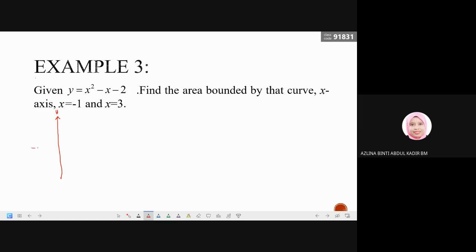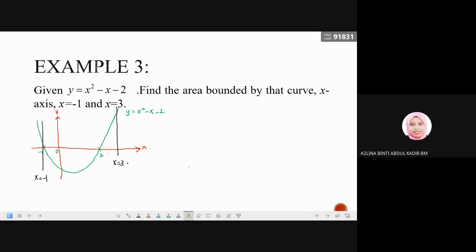Label. Okay, here is negative 1, 0, positive 2. Bounded by the curve, x-axis, and the line negative 1. Negative 1 dekat mana? Ni negative 1, x equals to negative 1. Lepas tu x equals to 3. Kan? Okay, jadi kita nak tengok shaded region dia tu. Equation yang sama tadi ya.